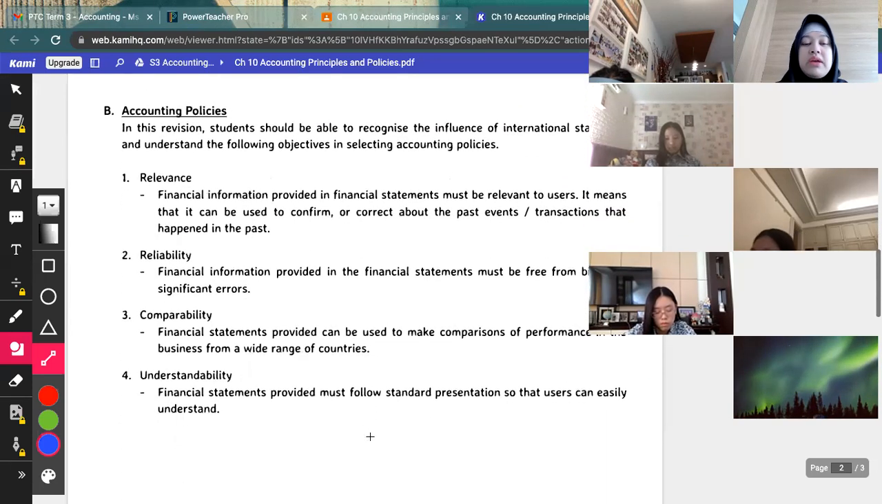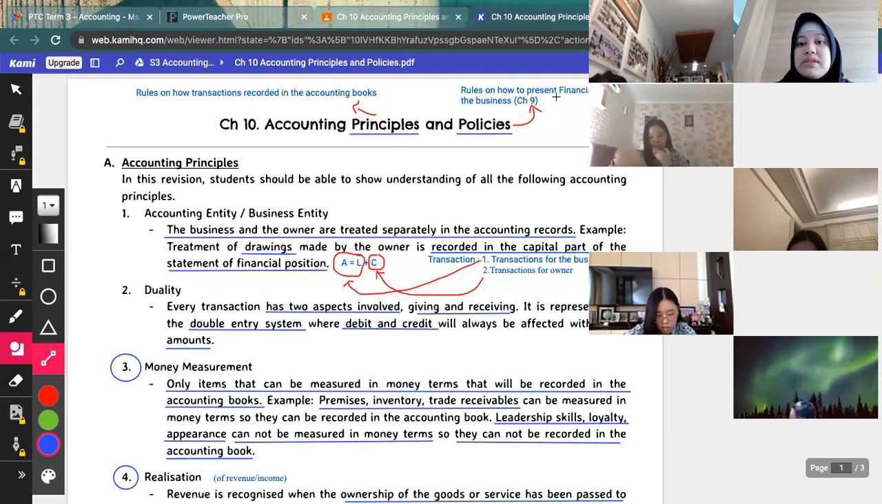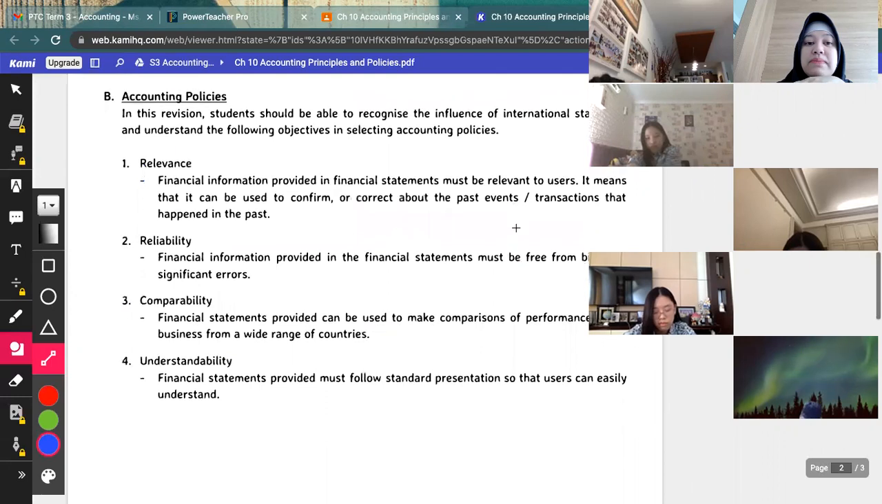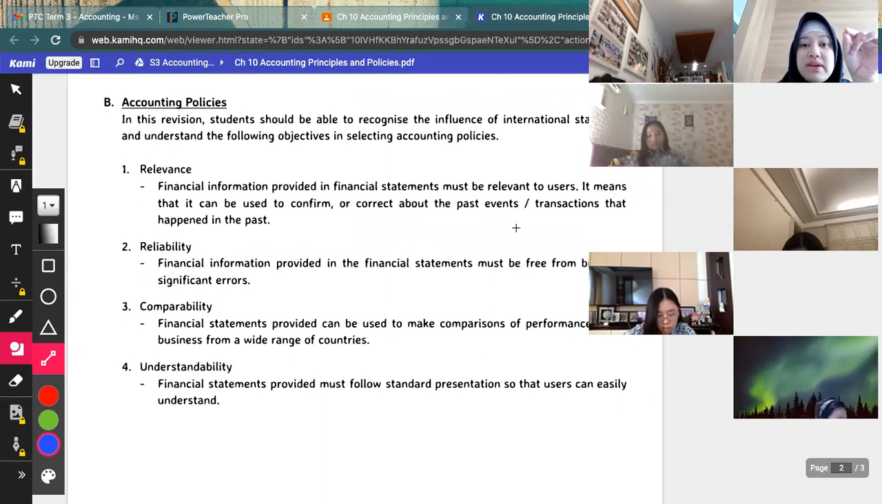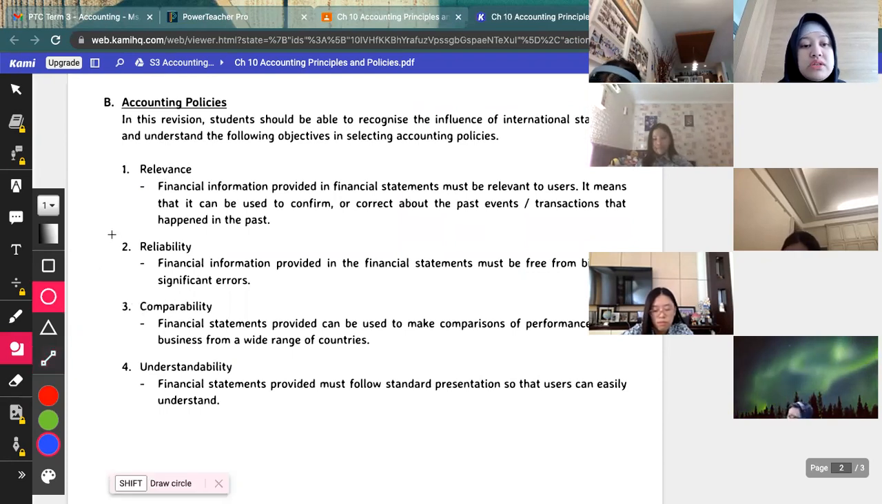Okay, let's continue. Accounting policies, as I said before, are about rules on how to present the financial statements of the business, how we prepare the income statement as well as the statement of financial position. There are only 4 accounting policies. The first one is relevance. The second one is reliability. The third one is comparability. And number 4 is understandability. These are the ones that are usually questioned.